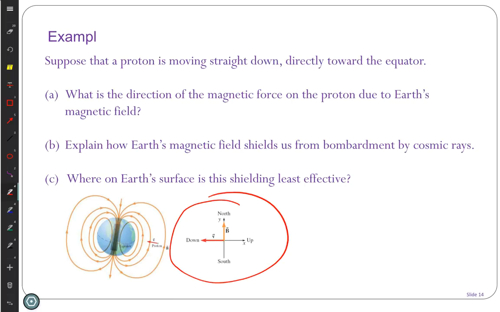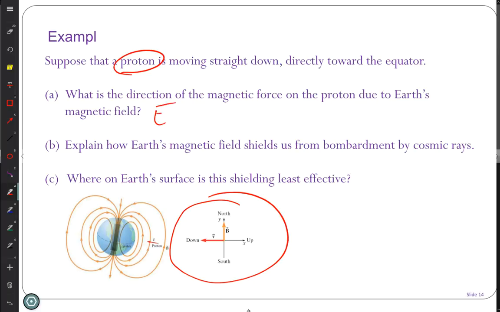So that means that we have V cross B is east because it says that it's a proton. Is that a positive or negative charge? Positive. So that means it's in that direction. So headed east. Are we then going to have to worry about that proton hitting us? Probably not, because there's a force to deflect it to the east. So how does the Earth's magnetic field shield us from the bombardment of cosmic rays? As long as we're close to the equator.